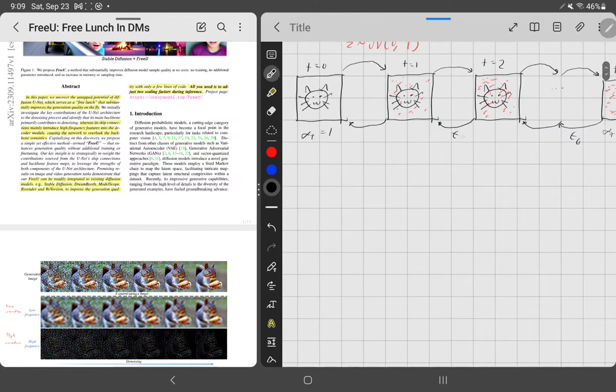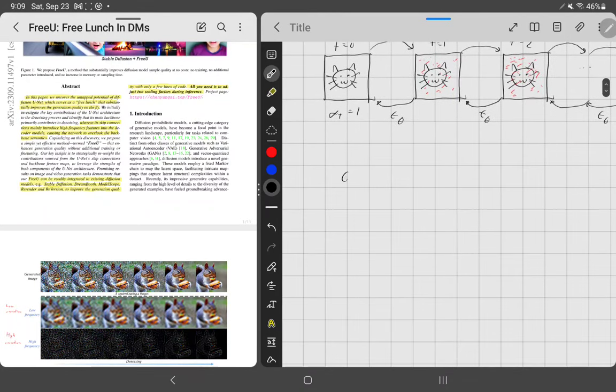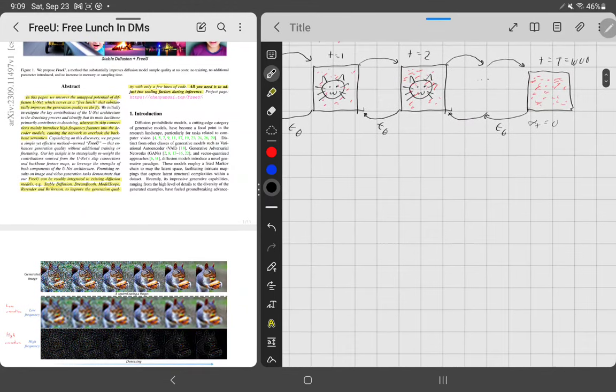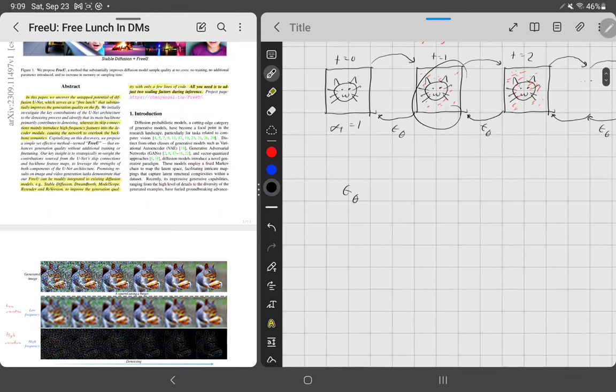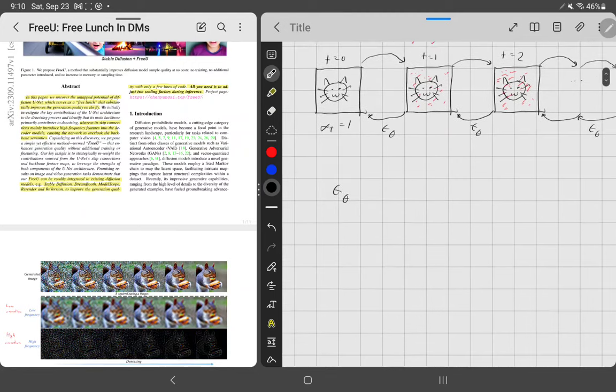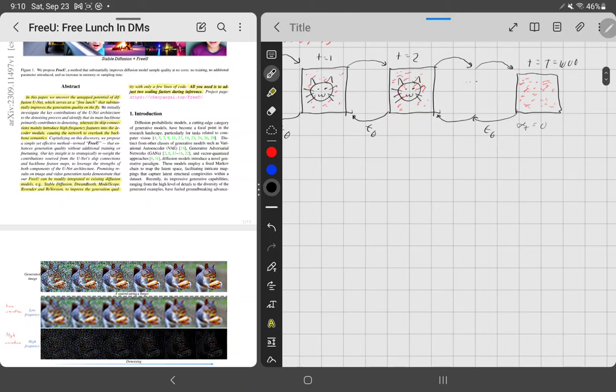So epsilon theta will take in the image here and produce this image here. Now, epsilon theta, our model, is not going to predict the image because that is a difficult task. Taking this image and predicting this image is a lot more difficult than taking this image and just predicting the red dots, the noise in the image. So epsilon theta actually predicts the noise in the image, and it doesn't just predict the noise at any time step, it actually predicts all the noise in the image.